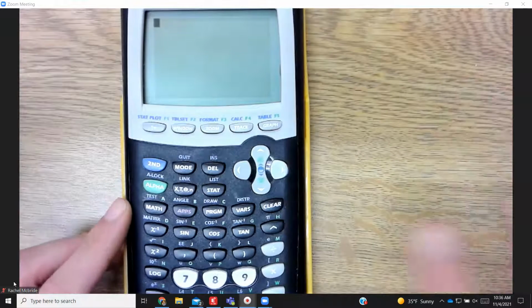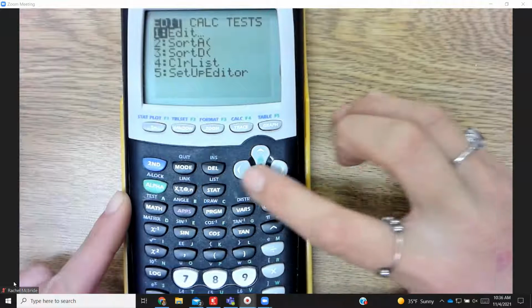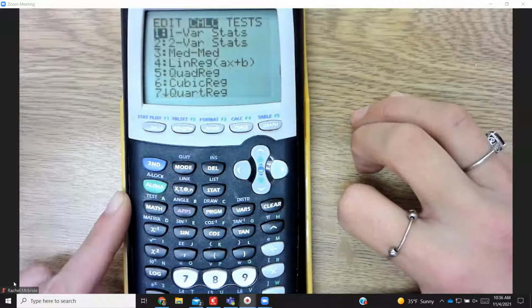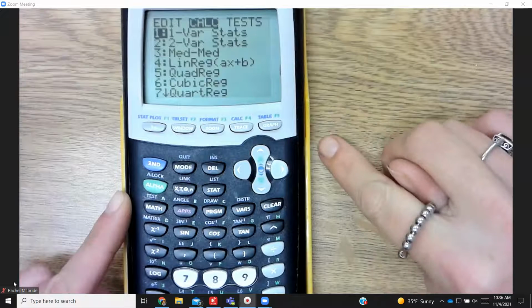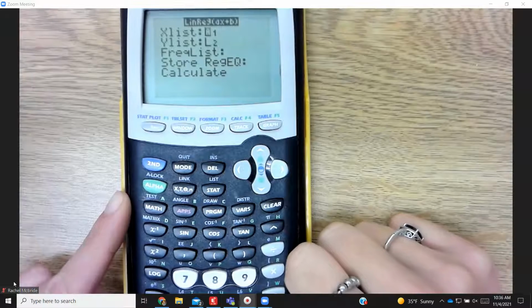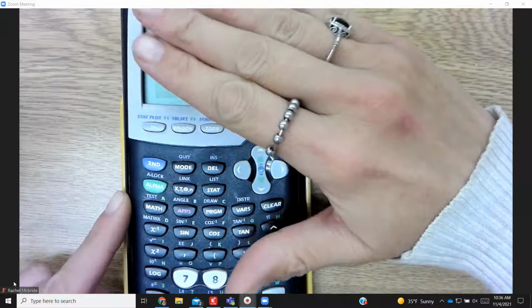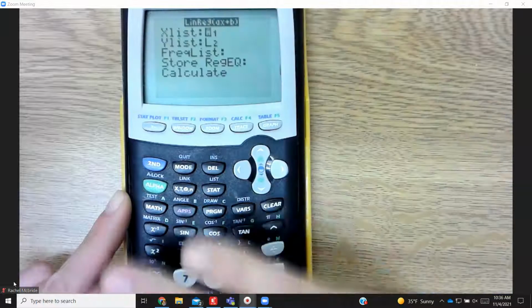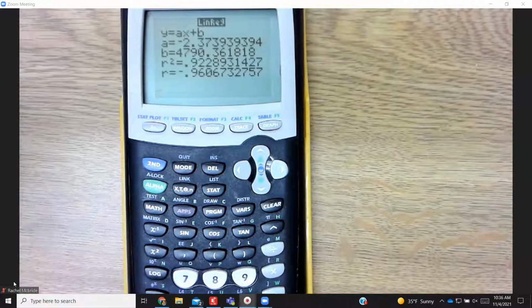Now you're going to hit the word stat. We're going to arrow to calc. We're currently doing linear regression. So we're going to go down to option 4. Yours is a little different. You just hit enter after option 4 again, and then all your data should pop up. I have to go down to calculate. Second mode.